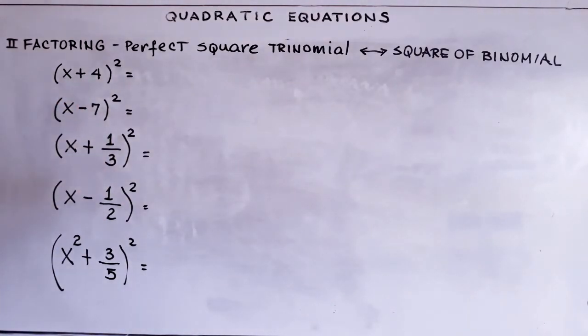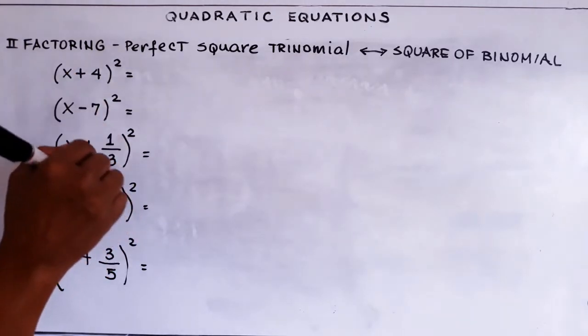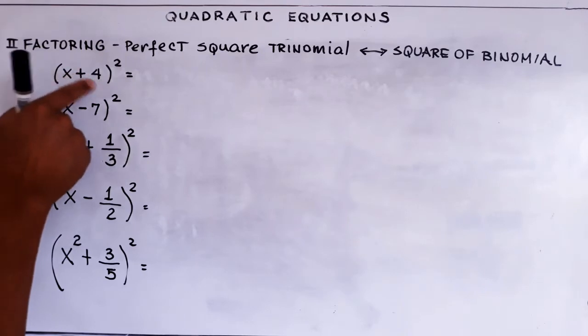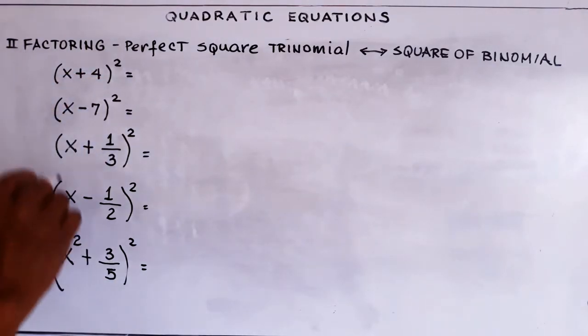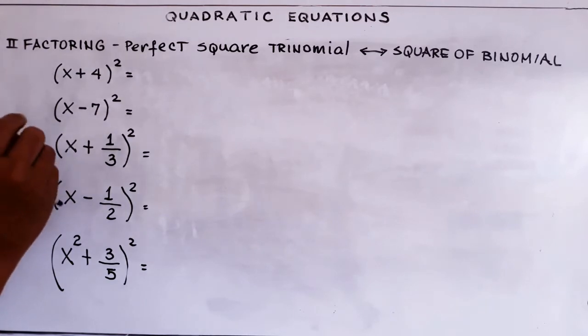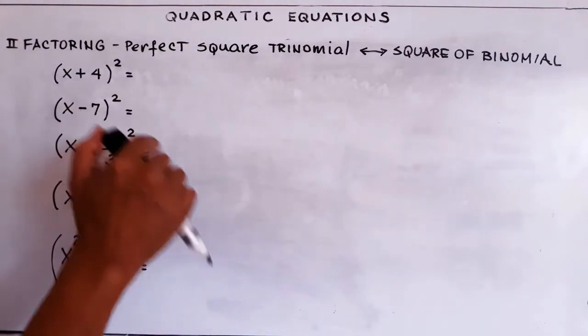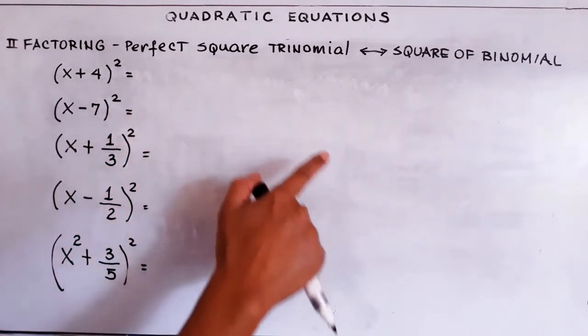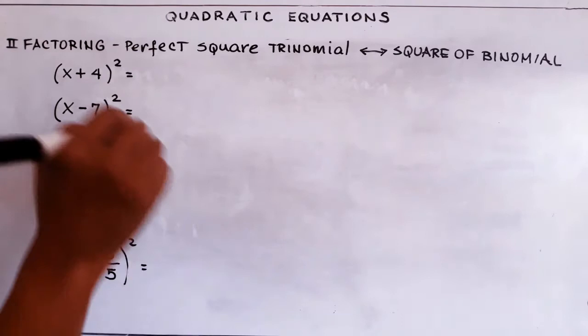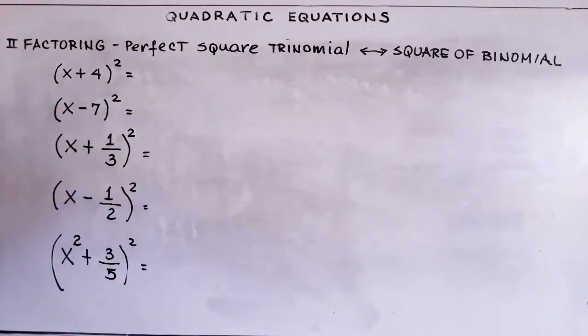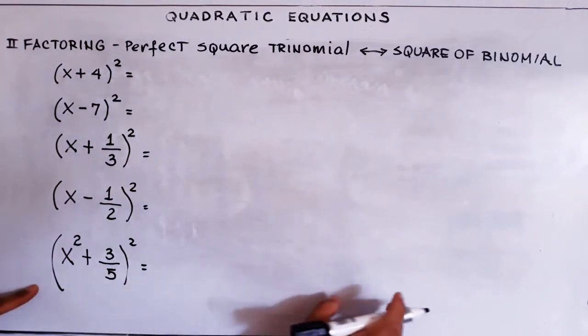So how do we multiply this one? We will not go to the conventional way of multiplication of x plus 4 times x plus 4. We'll do the shortcut because we're just having our review. Our topic really is the factoring of the perfect square trinomial, and we should identify a perfect square trinomial after our review. So here, our answer will be a trinomial, 3 terms.